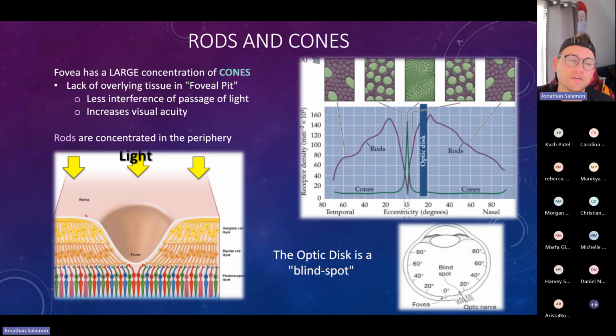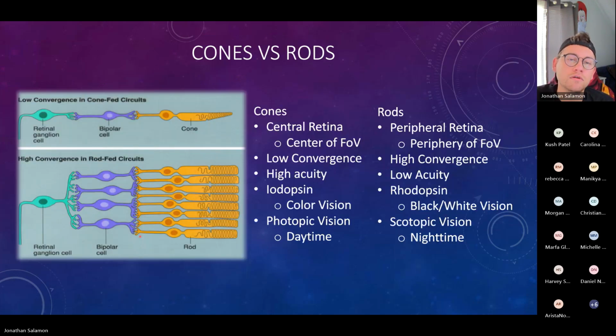But the reason the fovea is a big deal is because you don't have that layer of ganglion cells and bipolar cells, right? So the light can just directly get to the rods and cones, so it's less obstructed here, which helps with visual acuity. So cones versus rods, right? Cones are in the center of your view. Rods are in the periphery of your view in your retina, right?